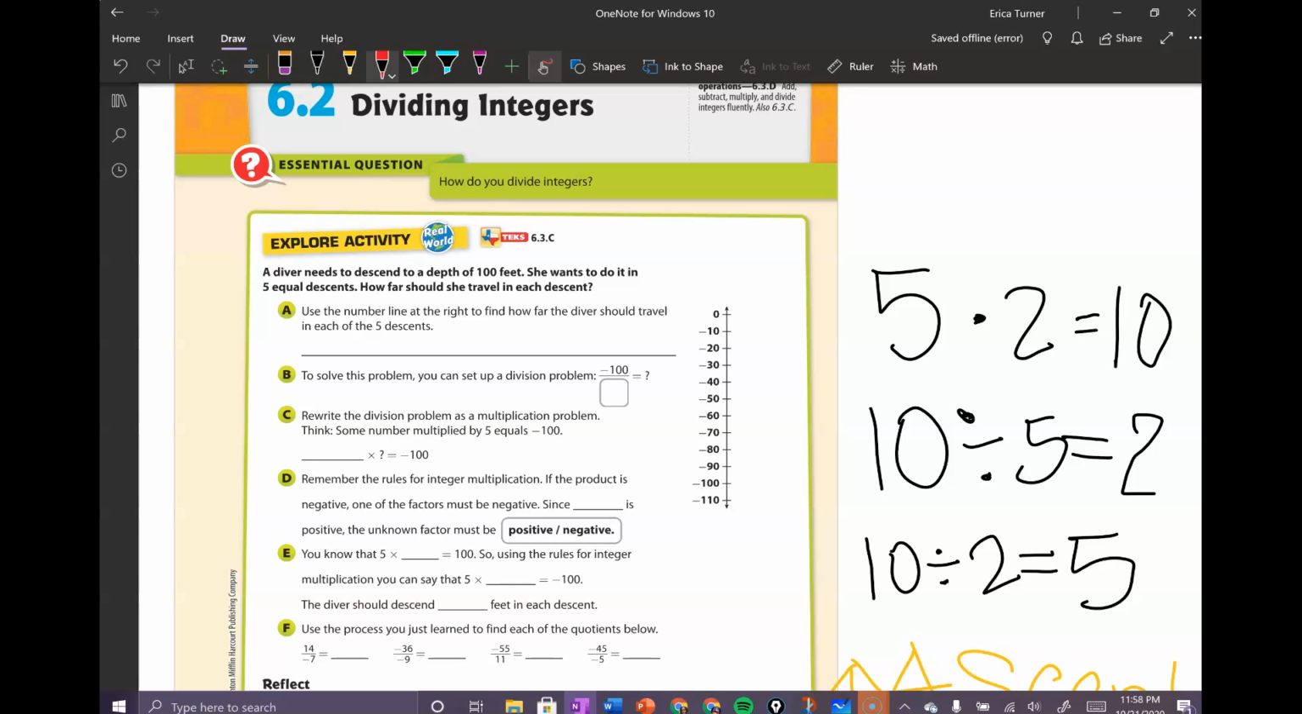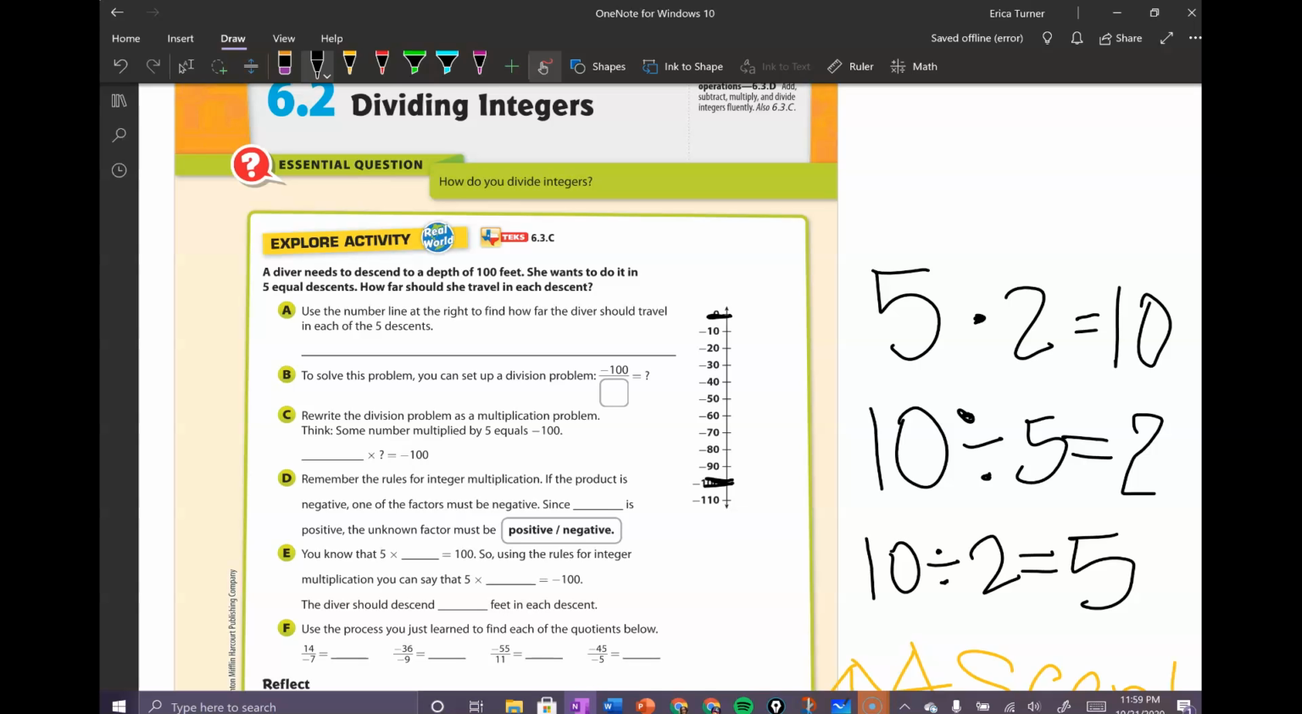So she's starting here, but she wants to end up here. And she needs to get there in 5 equal groups. Well, before we go to A, let's look at B. B says to solve this problem, you can set up a division problem.